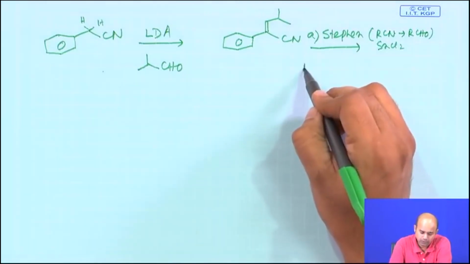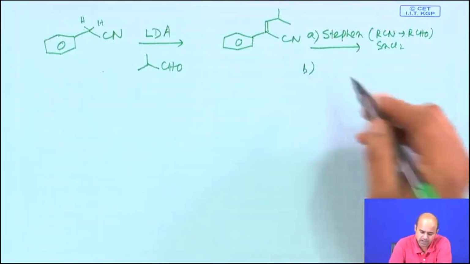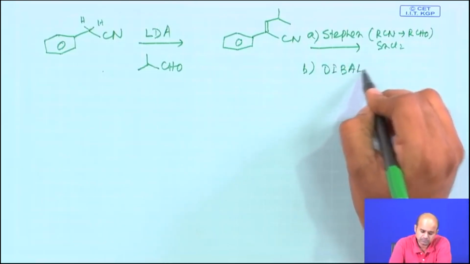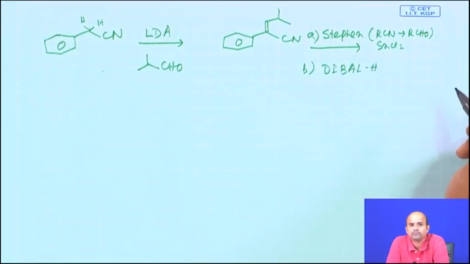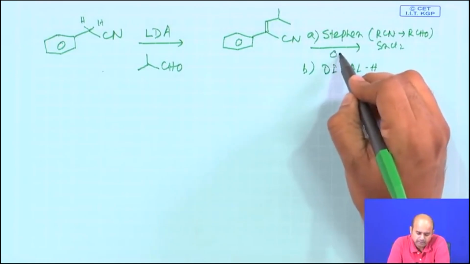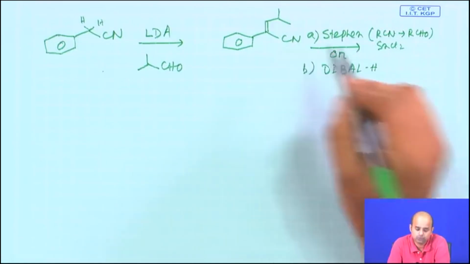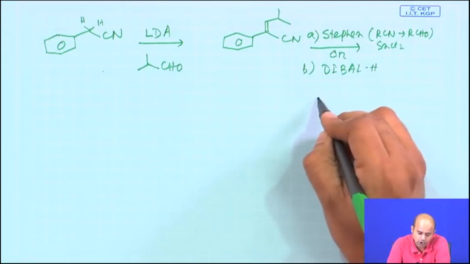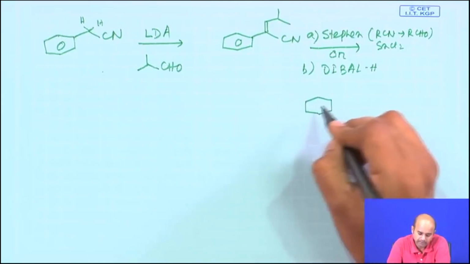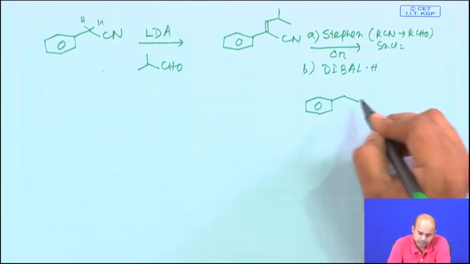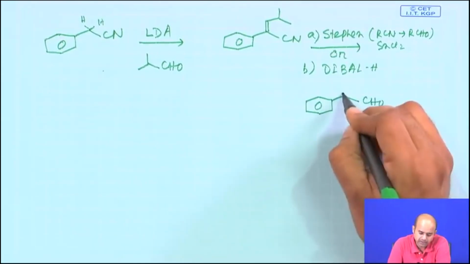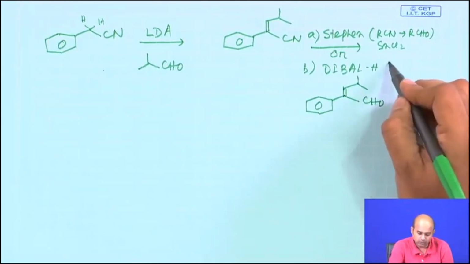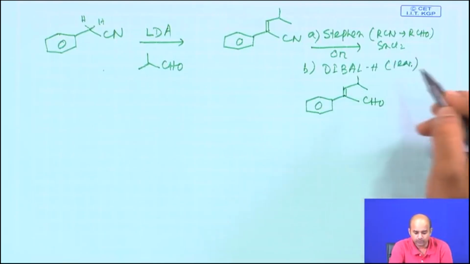Otherwise, if you do not like the Stephen reaction, you can simply use DIBAL, diisobutyl aluminum hydride, that will also selectively convert a cyano to the corresponding aldehyde. The beauty is the reaction will definitely stop at the aldehyde step. Usually, if you use one equivalent of DIBAL, it stops at this aldehyde step.